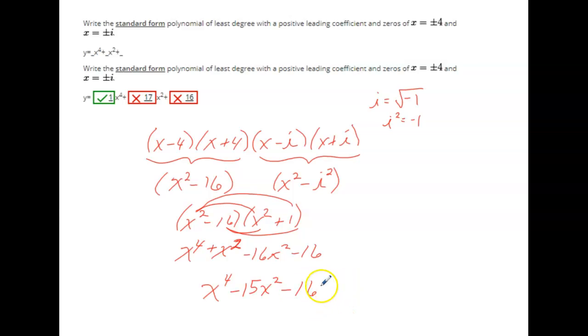So when you compare that answer in standard form with what was typed in up here, the coefficient on x to the 4th is correct. That's a 1. But then in the middle, this should be a -15x squared, and then the constant should be -16. Okay, in the third example, we've got, let's see, zeros of plus or minus 6.